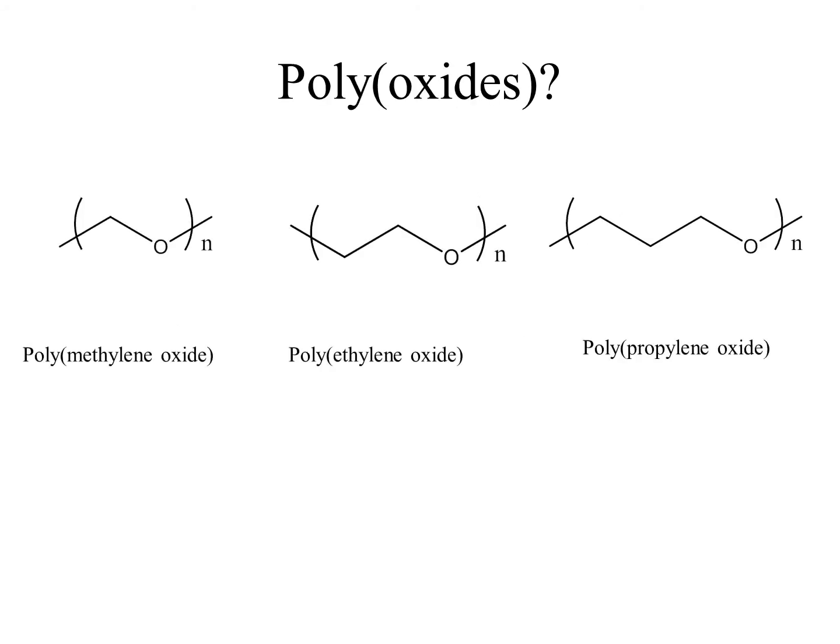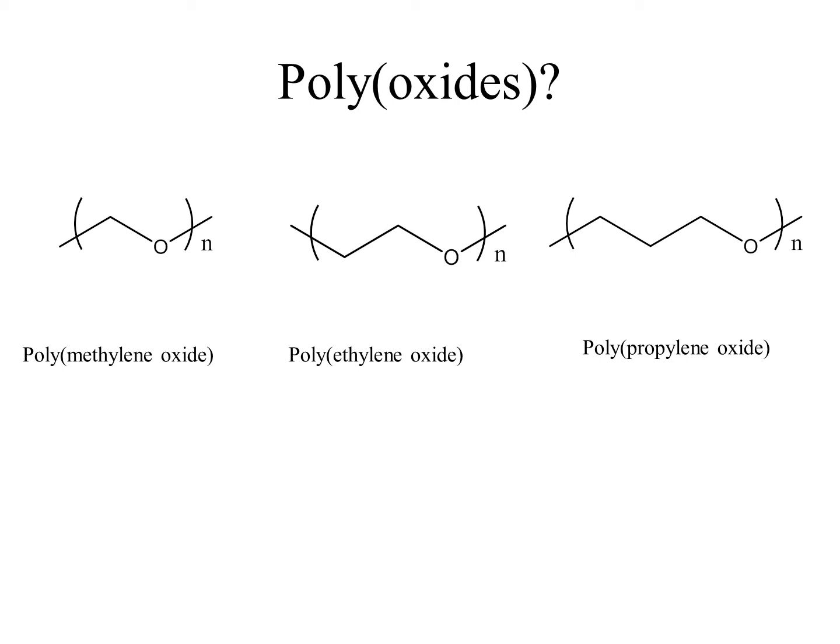Next on our list are the polyoxides. As shown here, these are polymers with not just carbon atoms along the backbone, but also oxygen atoms. Polymethyl oxide has a single carbon atom and a single oxygen atom along its backbone for each repeat unit.